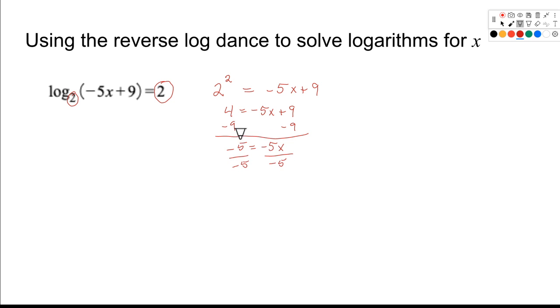This is a factor of 1. This also is a factor of 1. So we get that x equals 1. Now we plug that in. If you put 1 in here, you get negative 5 times 1 is negative 5, plus 9 is 4. So plugging in 1 for x, you see that log base 2 of 4 equals 2, because 2 squared equals 4. Okay, so it all works out.